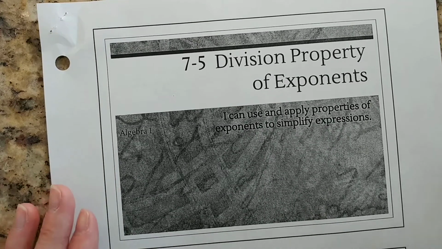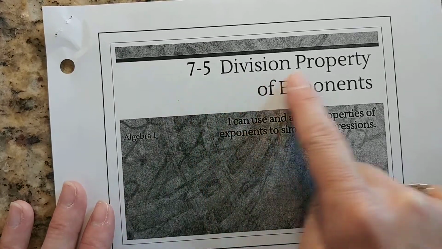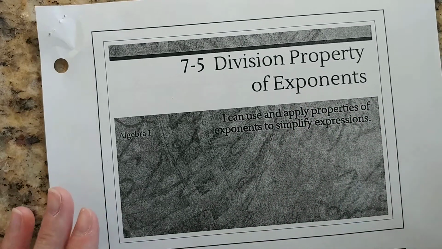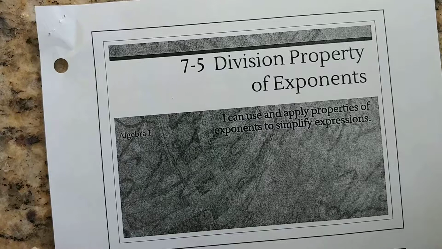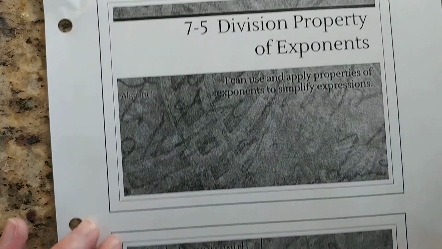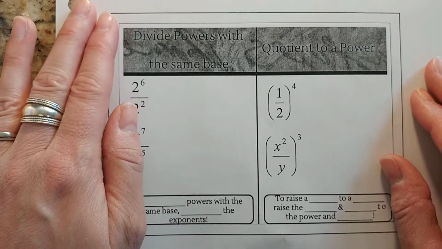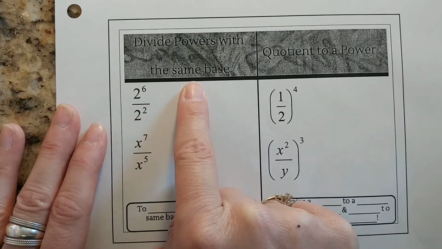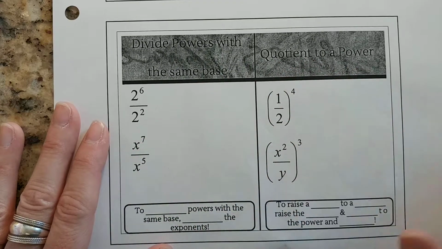Hi everyone! Here we have lesson 7.5, division property of exponents. We haven't done anything with division yet, so here we're going to take a look at how I can divide exponents. And remember, the ultimate goal is to be able to simplify expressions with all of these rules. So we're going to look at two rules today. We're going to look at dividing powers with the same base and the quotient to a power rule.